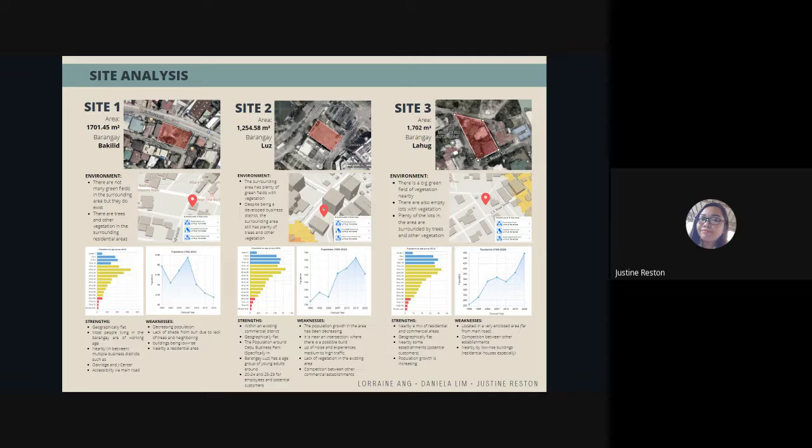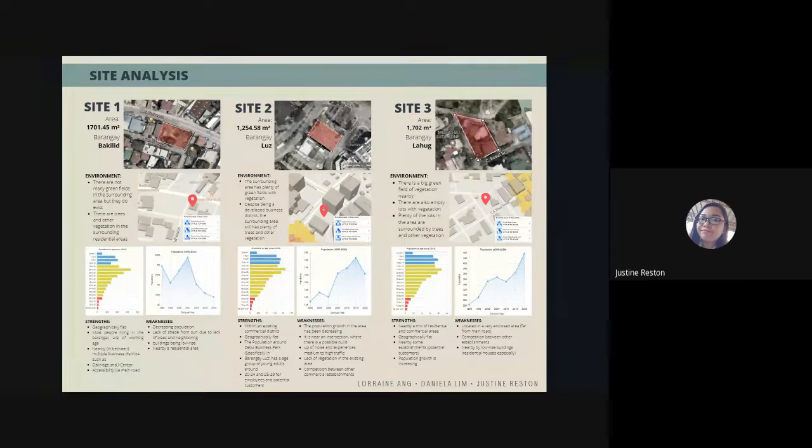For the hazard maps of each site, here it is shown. Each site is quite safe from hazards because they are in geographically flat areas. The population of each site is mostly increasing in the 20 to 24 age group. For the Barangay Bakilid lot, the population is decreasing, as well as for the Barangay Luz lot, while the Barangay Lahog lot is increasing.